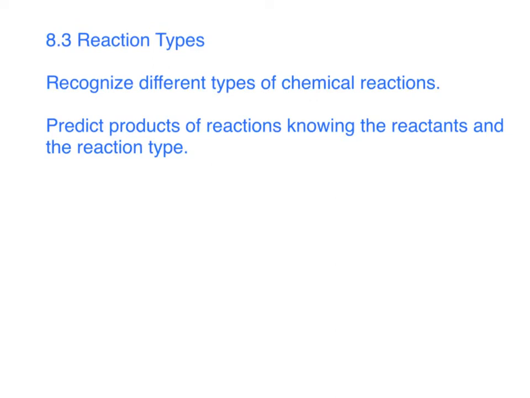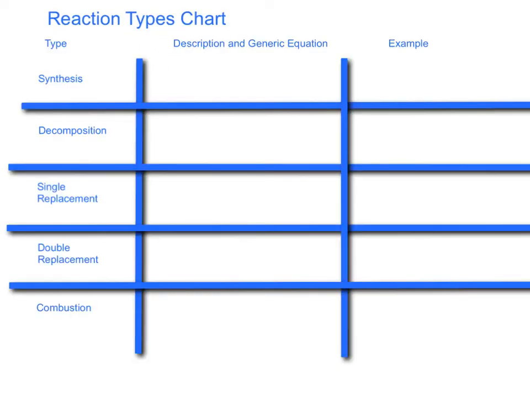So let's get started. What we'd like you to do in your note sheet is create the chart that you see here. It's a 3-column chart where we're going to list the types of reactions down the left-hand side, and then leave a pretty broad space for your description and a generic equation for the reaction type. And then we'll give you a specific example of the reaction in the third column.